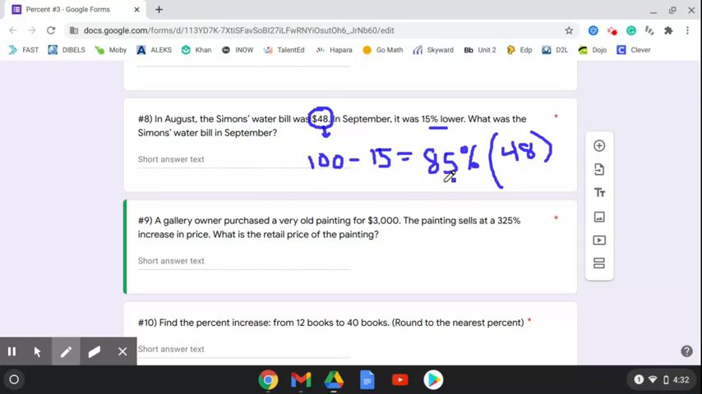Okay, now remember, change your percentage to a decimal. So 85% is 0.85. 0.85 times 48, that's going to give you the water bill in September. So 0.85 times 48 is 40.8. Okay, remember money has two digits after the decimal, so you've got to add a placeholder 0 after the 8. So $40.80.